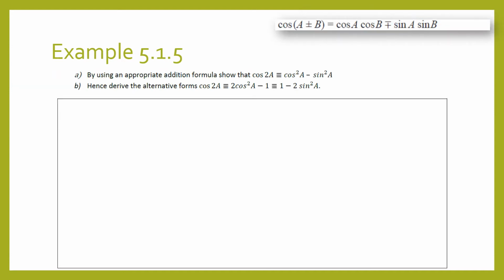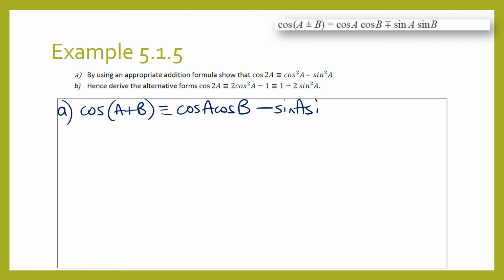In this example, we're going to show that cos of 2A will always be the same as cos squared A, take away sine squared A, and we've been told to use an appropriate addition formula. Well, since it's cos of 2A, then we're going to use the cos addition formula. Here's a copy of what you get in the formula book. So similar to the previous example when we did sine of 2A, once again, we're going to let A and B both equal A. So I'm going to write out the addition formula that I'm going to use first of all. Cos of A plus B is always the same as cos A cos B minus sine A sine B.